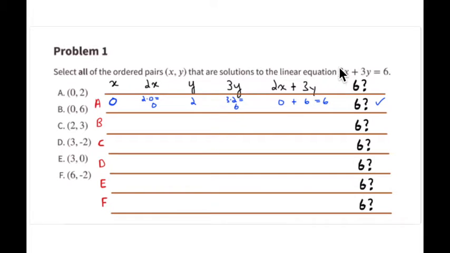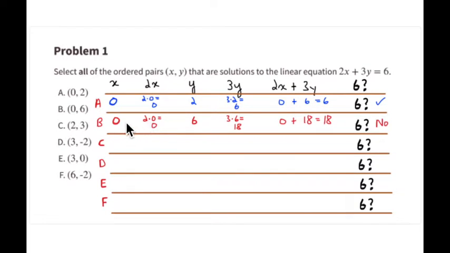Now this equation, when graphed, will form a straight line. What this means is that this is a point on that line. It is a solution to the equation. It's a point on the line, because when you double x and you triple y and add them together, you get an answer of 6. That's not true for B.